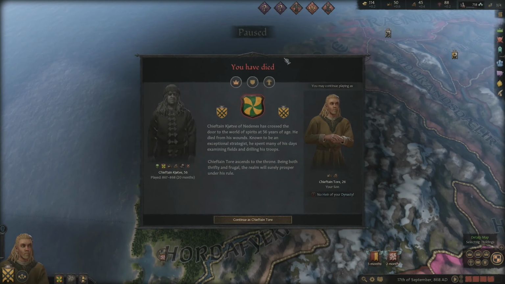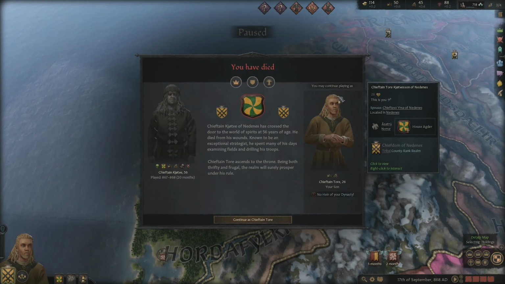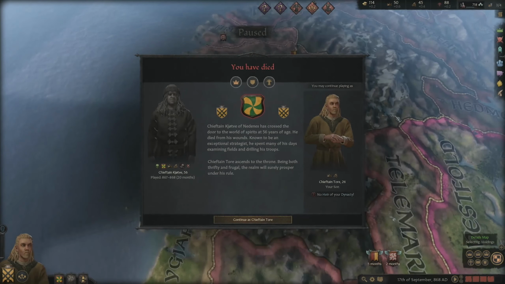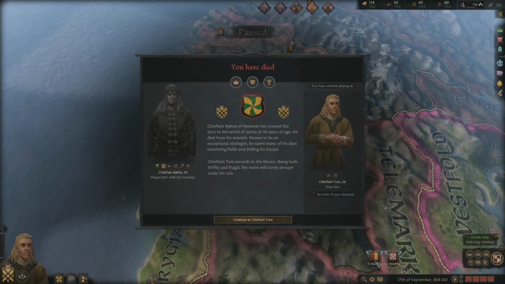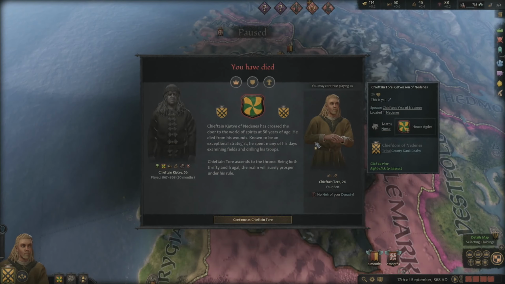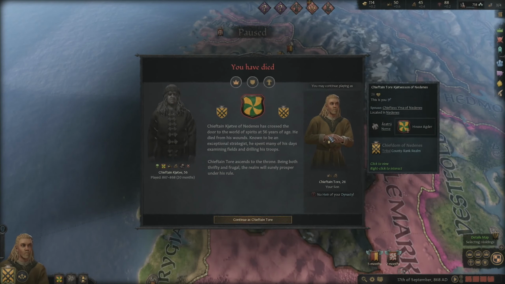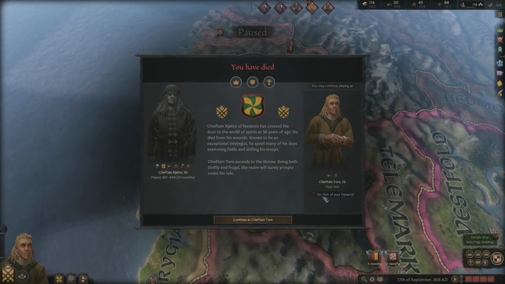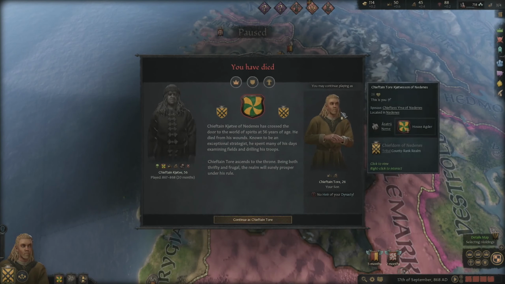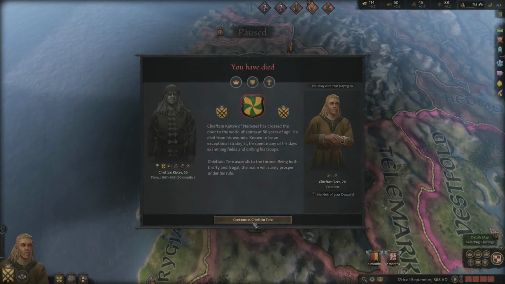So, on the plus side, because we never had any other children, everything's going to our son. So we don't have to worry about the realm being fractured by our death. Our son now becomes our character. You'll see down here, we are now our son. And, yeah, we have no heir. Our son has no heir. So if our son dies, that will be the end of our game. So, not great.